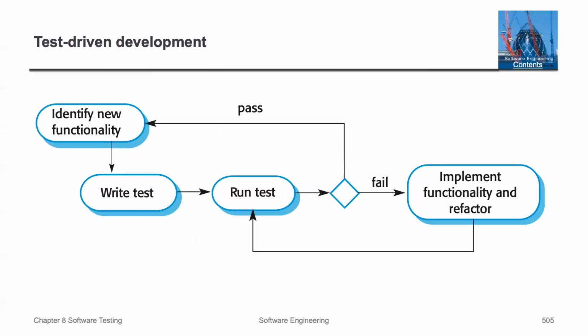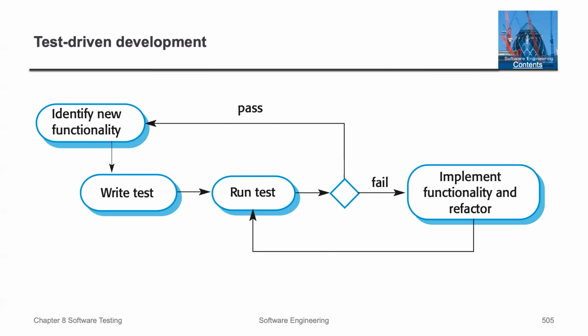And so here's an illustration of test-driven development. You identify new functionality, write the test, run the test, and verify that it passes. And then if it does, you're fine. If not, you implement functionality and refactoring, and you rerun the test until you've completed that cycle.